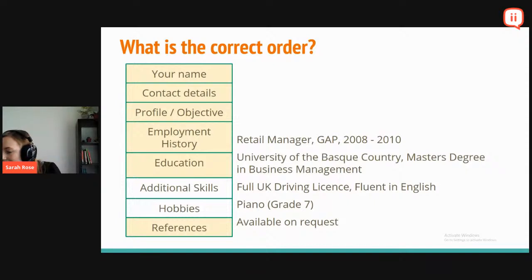Oh, we've got a question from Erica. Sorry. Hi, Erica. If you are not fluent, can we put the level like this? Good knowledge of English, B2. Yes, that is a very good way of putting it. Okay. So if you are not fluent in English, what do you write? Well, first of all, check the person's specification. What level of English do they need? If they need you to be fluent in English and you're not, it's going to be very difficult for you to get a job interview if you aren't fluent.